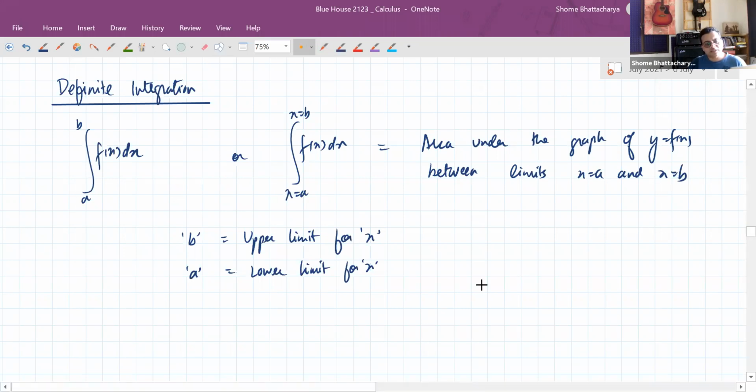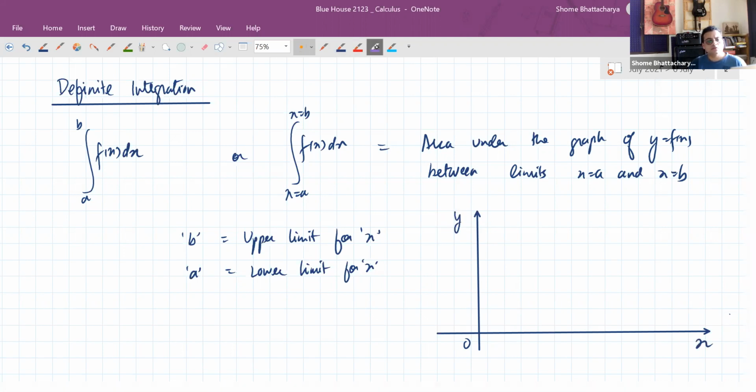So this has a geometrical interpretation. Antiderivative doesn't really have a geometrical interpretation. Antiderivative is a simple thing: we are trying to find a function which is the antiderivative for the given function f(x), such that if we differentiate that function, we will get the original function f(x). That's all. But here, this one has a geometrical meaning.